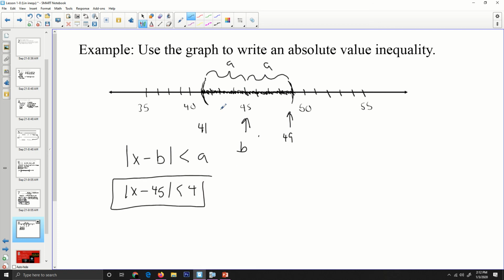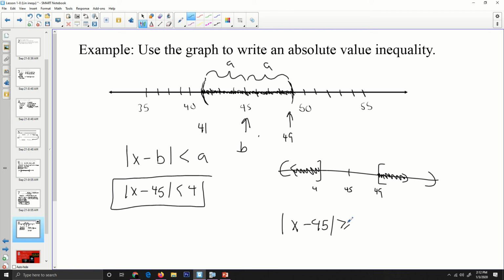And if it was going the other way, just as a real quick example, let's say it looked like this, and we'll still do the same values. We'll do 45 here, 41 here, and 49 here. I'm using the brackets instead of the parentheses so that I can include the greater than or equal to symbol. So we'll have the absolute value of x minus 45, and in this particular instance, it's going to be greater than or equal to 4 units long. And that is the solution to that one.